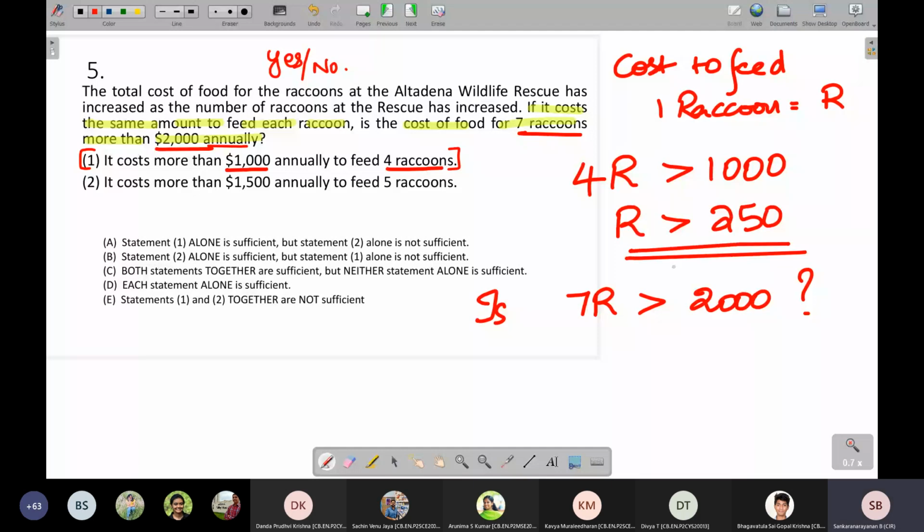Yeah, go ahead. Tell me, assume some values and then tell me, is it possible to give a unique answer for this question? If you say that it is, then it should be a solid yes. If you say it is a no, then it should be a solid no. Okay. See, I will tell you, suppose I have R equal to 300.